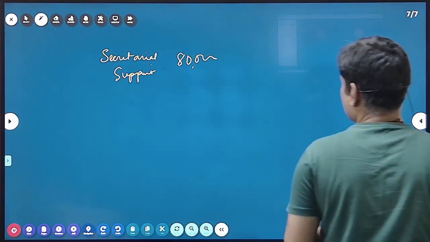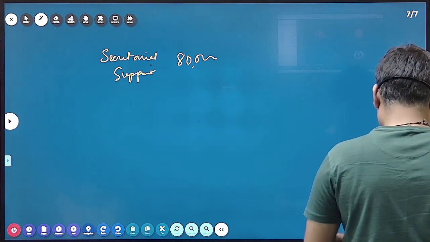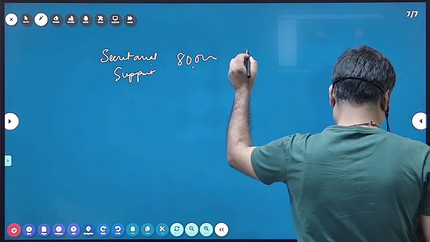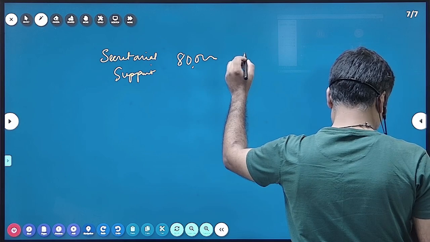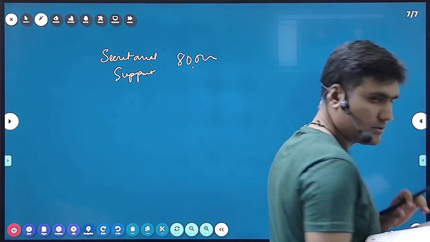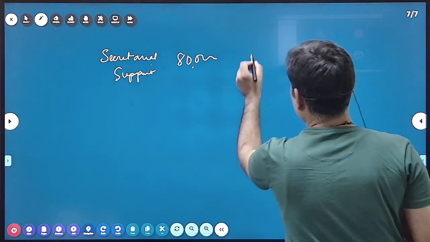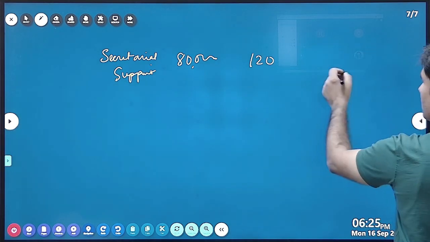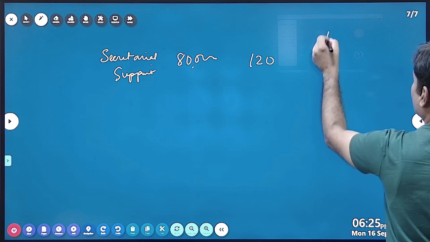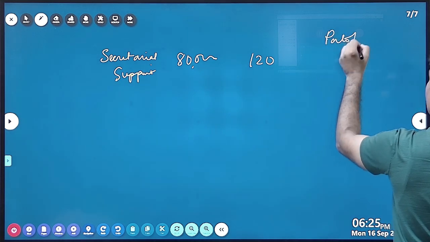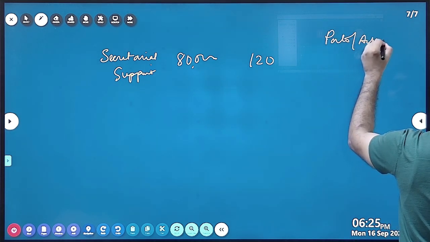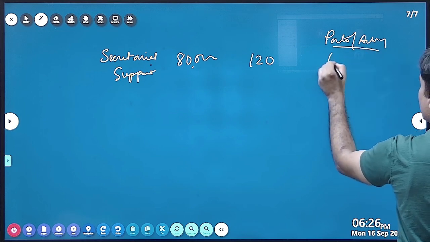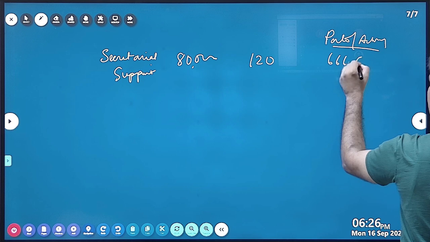Secretarial support is 80,000. How much is the cost driver, 72 plus 48? How much total? 120. So how much will the rate per activity be? 666.66.